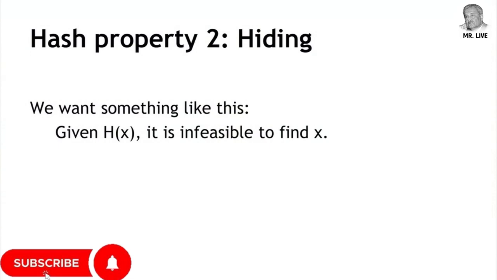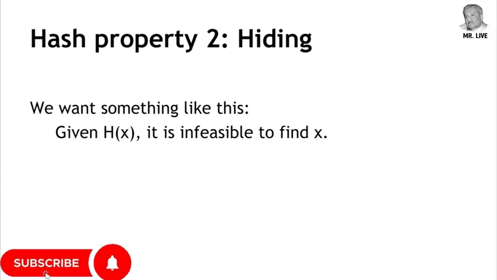And of course, this is useful because the hash is small. It's only 256 bits, while the original file might be really big. So hash is useful as a message digest, and we'll see later on in this lecture and in subsequent lectures why it's useful to use hashes as message digests. So the second property that we want from our hash function is that it's hiding.